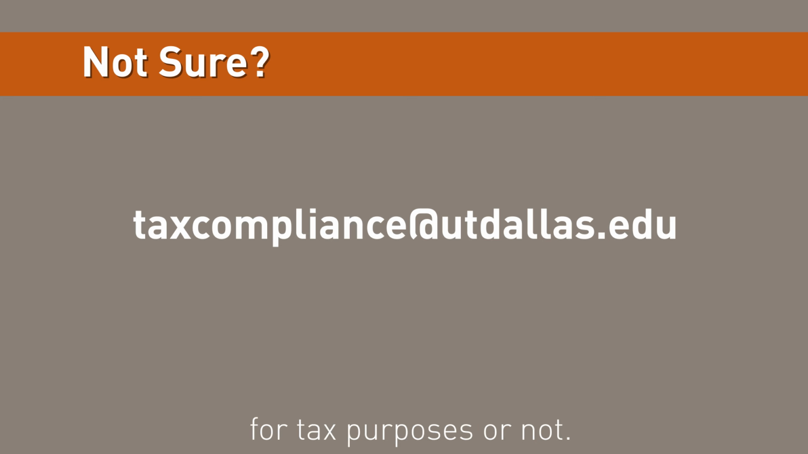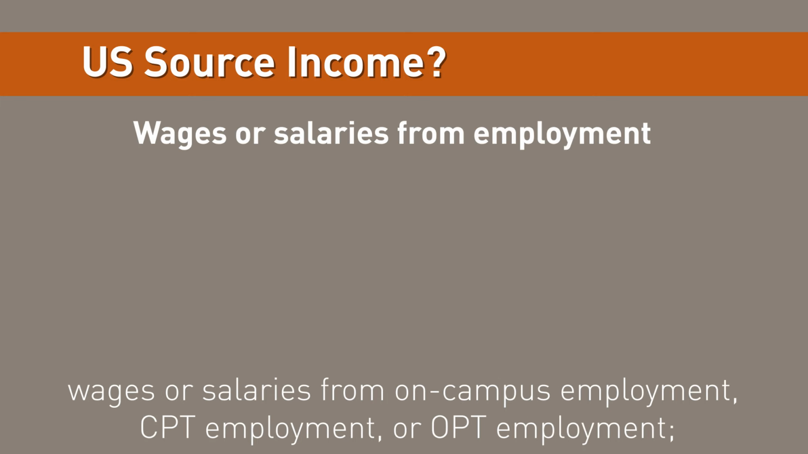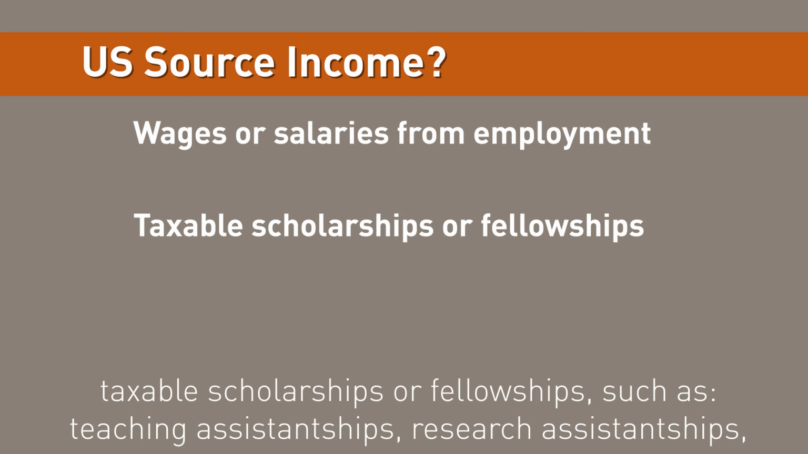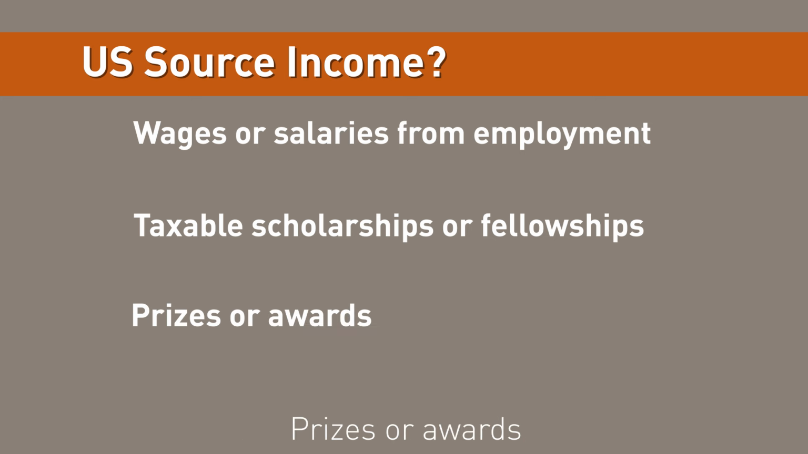What is U.S. source income? Some examples of U.S. source income are wages or salaries from on-campus employment, CPT employment, or OPT employment. Taxable scholarships or fellowships, such as teaching assistantships, research assistantships, or housing stipends, prizes or awards.